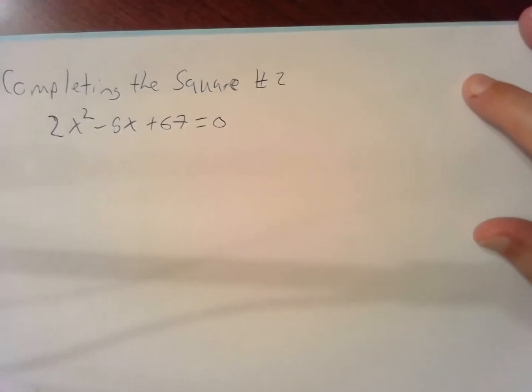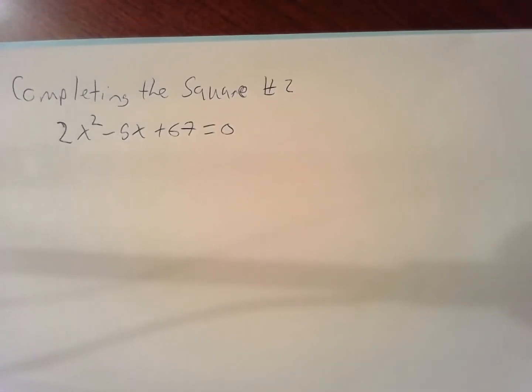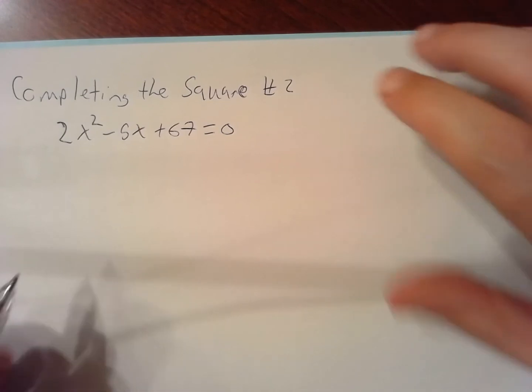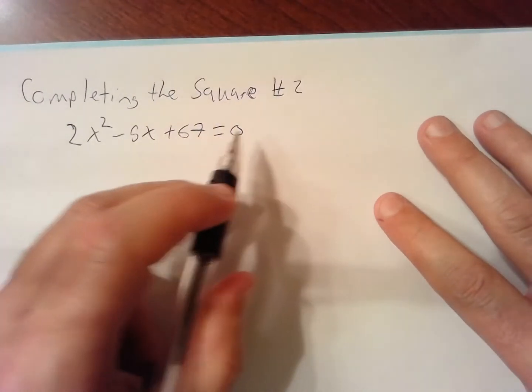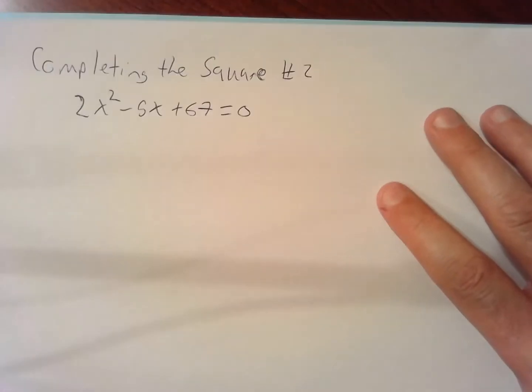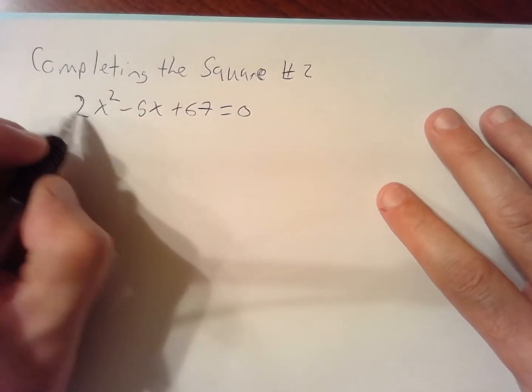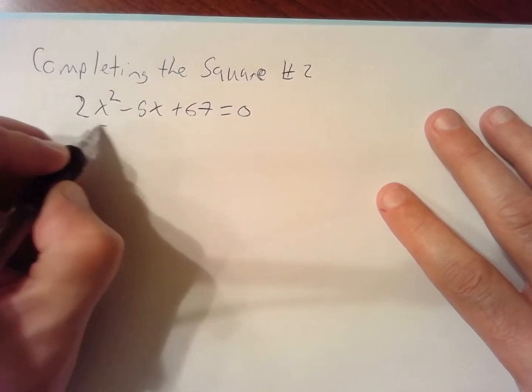Okay, a more complicated example. This one's going to be awful. It's going to have a lot of fractions. We're just going to deal with the fractions. We're okay with that. We don't hate fractions. This is number 2 from the completing the square worksheet. First thing we're going to do is divide by this leading coefficient.